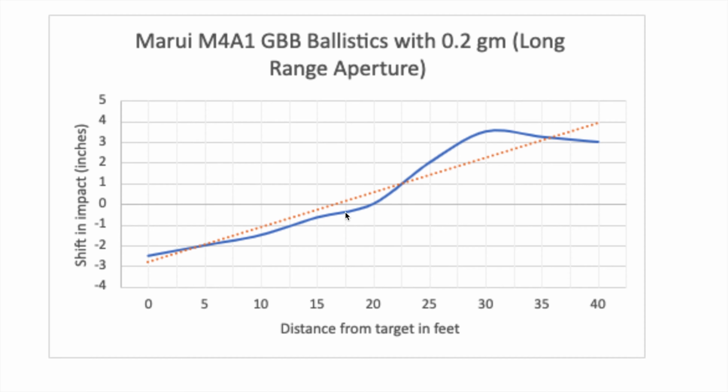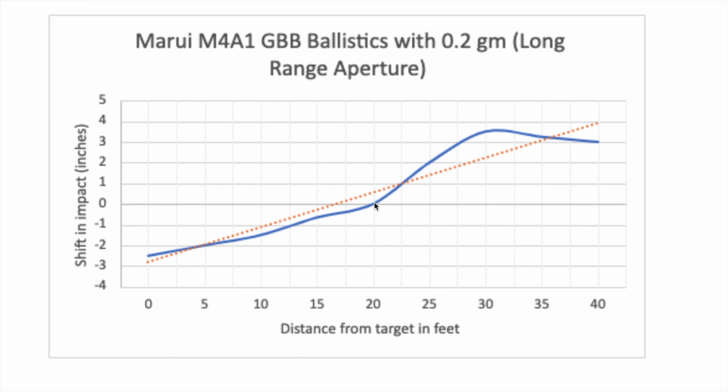But the blue is actually the real data points. So at 20 feet, you'll notice that it's zeroed. Remember that picture at the very beginning of the user manual where the guy is aiming and the point of impact meets the line of sight, hitting the target exactly? That's 20 feet for the Marui. So that means the shift in impact is 0. Where you're looking is where you're hitting.